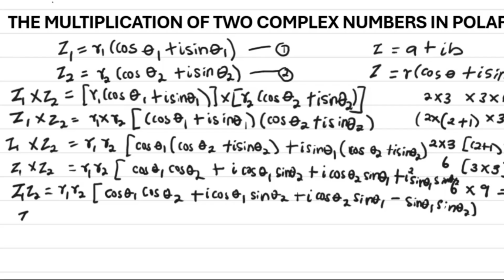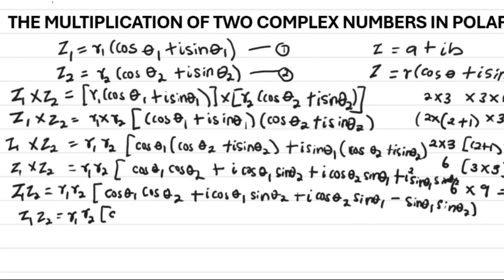Now here, Z1 multiplied by Z2 will give us R1, R2 into, if we collect like terms, those that do not have an imaginary number, that is, we are adding the real parts to the real parts. This has I, this has I. So these are the two imaginary parts. Why? Cos theta 1, this and the last one are the real parts. It doesn't have an imaginary number.